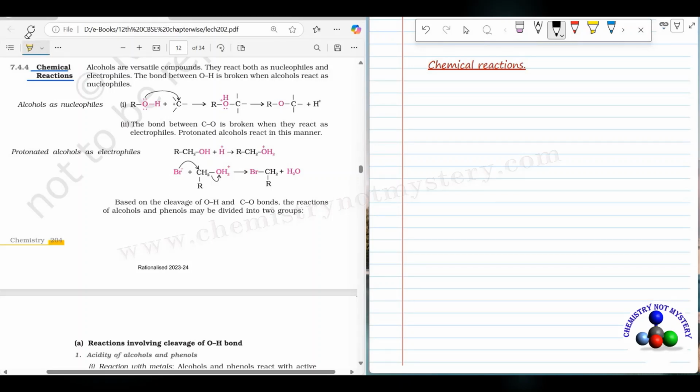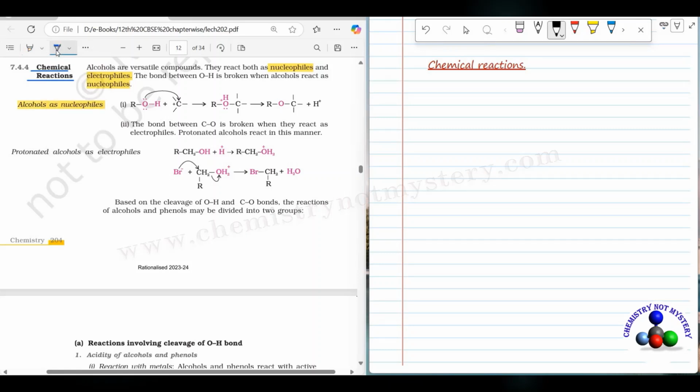Today we are going to discuss chemical reactions of alcohol and phenols. So let's read from the book. Alcohols are versatile compounds. They react both as nucleophile and electrophile. The bond between oxygen and hydrogen is broken when alcohol reacts as a nucleophile. And here the reaction is given when alcohol acts as a nucleophile.